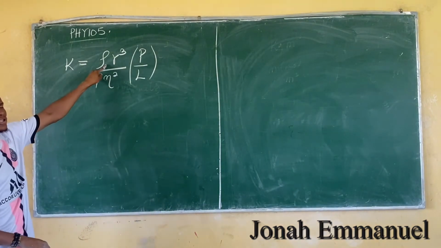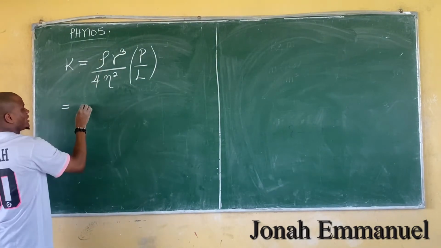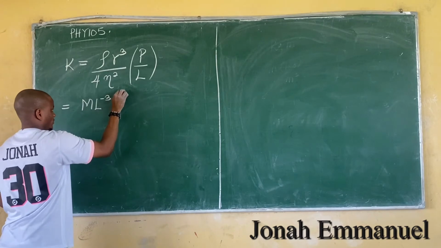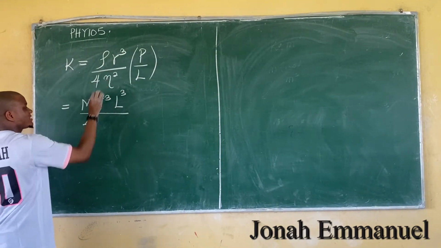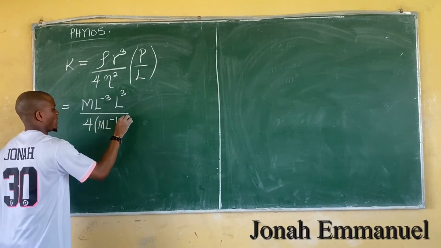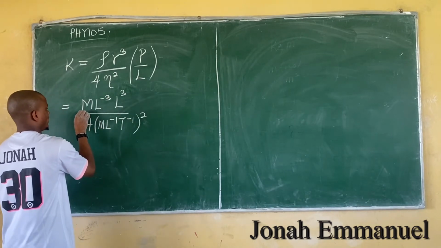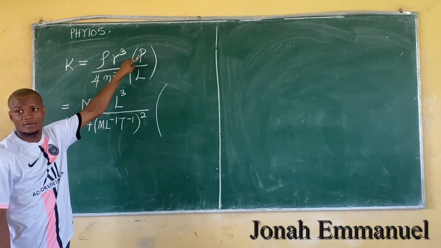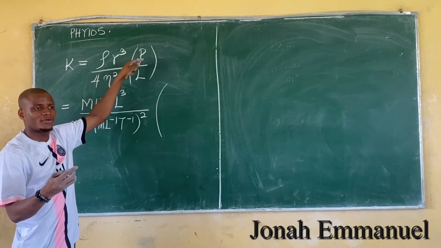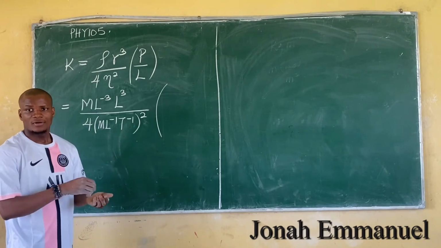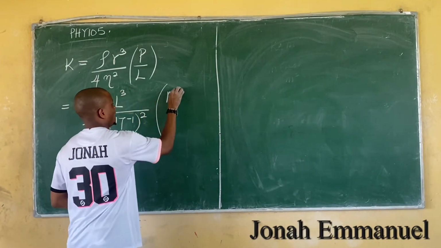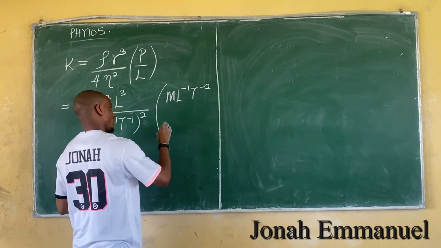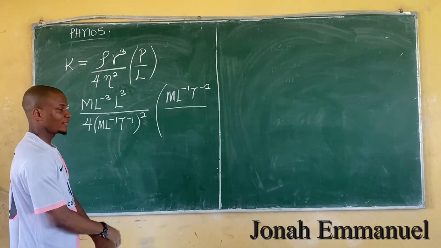So k is equal to, what do you call this? Density. Give me the dimension for density. R is what there? Length, all over, to the power 3. All over 4, dimensionless. What's eta? M L to the power minus 1 T to the power minus 1, all over, squared. What's B? Pressure. What's the dimension for pressure? M L to the power minus 1 T to the power minus 2. Then this is length.